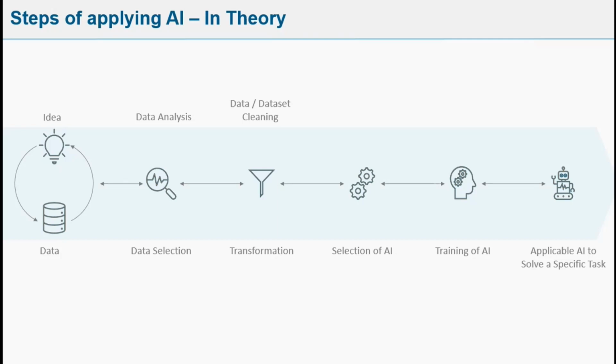Usually, if you work with real-world, non-academic data, it is important to clean your data set, because academic data is so nice to process. Everything is fine, everything has the correct information. When you work with real-world data, you need a lot of data set cleaning, as well as transforming the data set into an appropriate format. And then you start the selection of the AI.